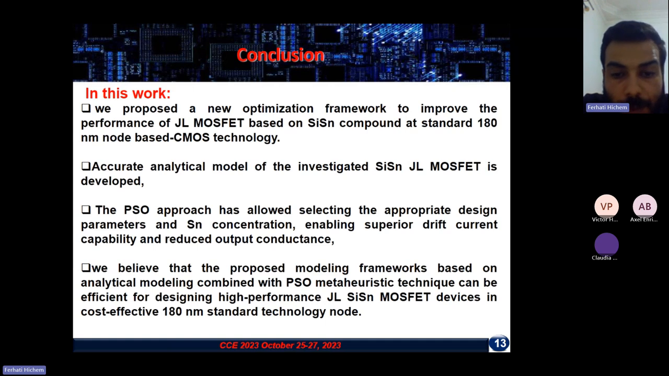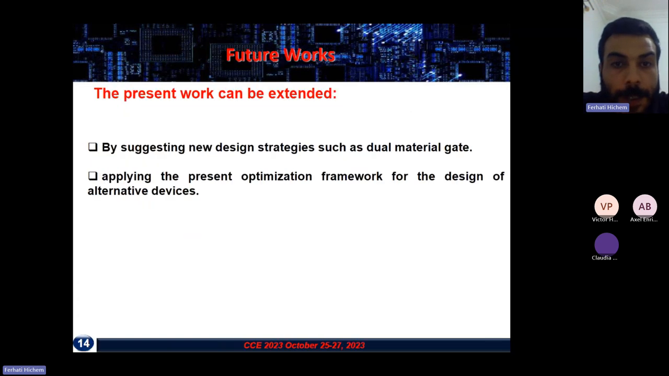So we believe that the proposed modeling framework based on analytical modeling combined with the particle swarm optimization metaheuristic technique can be efficient for designing high performance junctionless silicon tin MOSFET devices in the cost-effective 118 nanometer standard technology node. As a perspective of this work, it can be extended by suggesting new design strategies such as dual material gate, and applying this optimization framework to the design of alternative optoelectronic devices. So thank you for your attention.